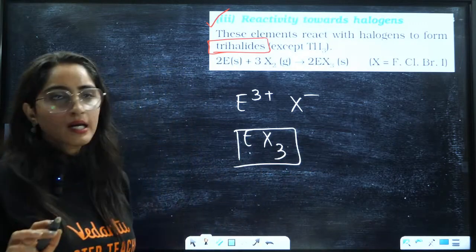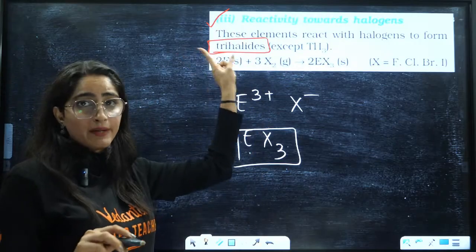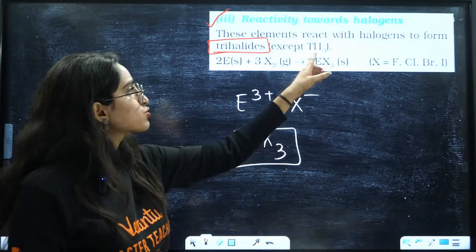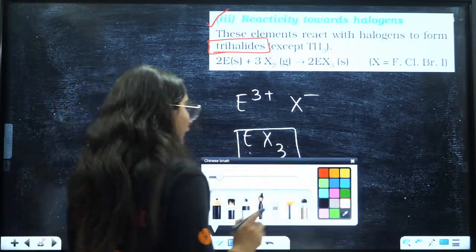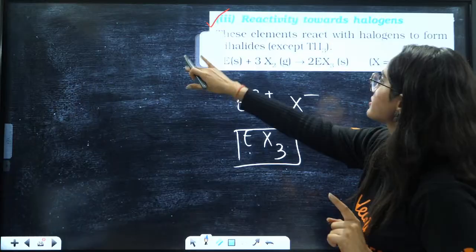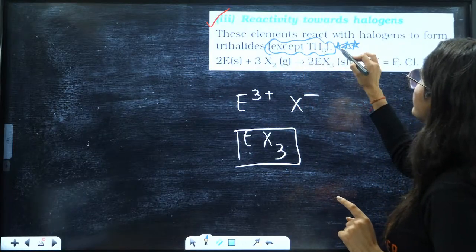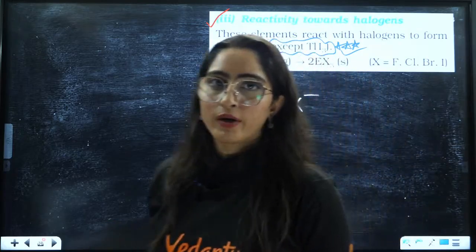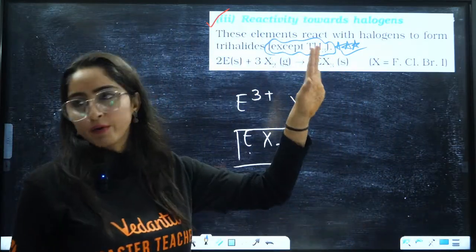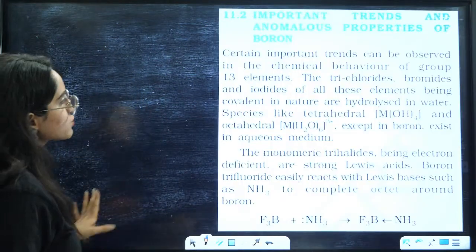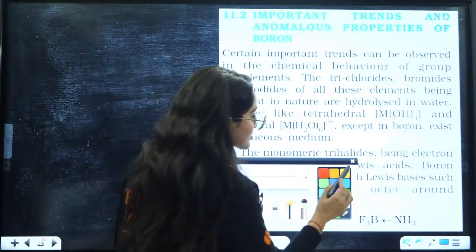But now here, the exception is that if the element is thallium, then the halogen cannot be iodine. This is not formed. This is the exception, and from exceptions only the questions are asked, right? So you can mark it here that the halide which is not formed is thallium iodide, right? Okay. Exceptions also, they will ask you the questions from the exceptions.